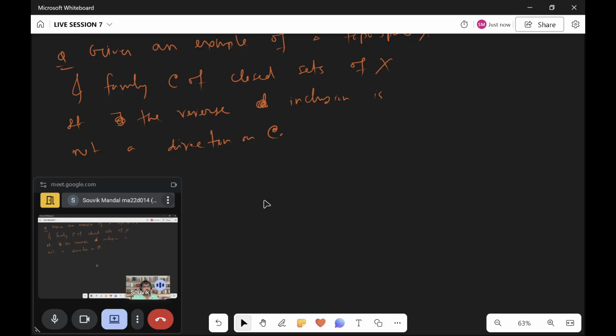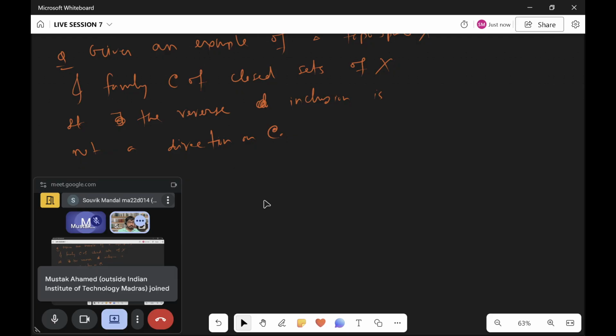So try to solve it by yourself. Take your time. Let me know. In the meantime, let me find some other questions. So you need to find a space X and a family C of closed sets such that the reverse inclusion is not a direction of C. Please think about it and let me know.